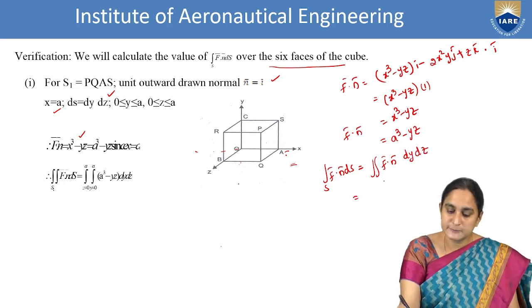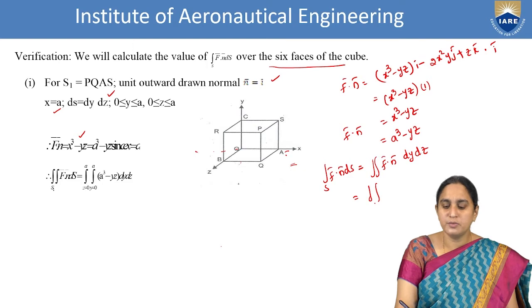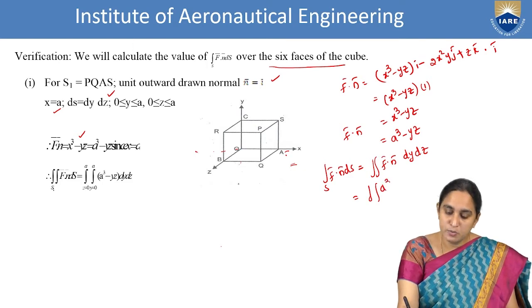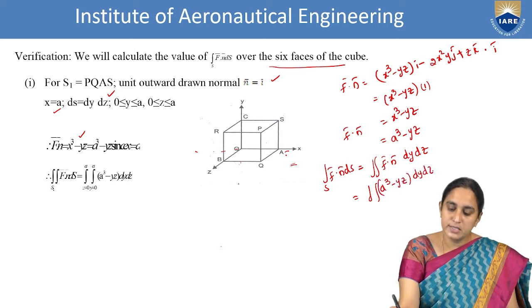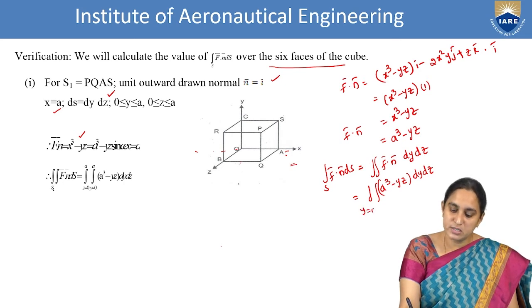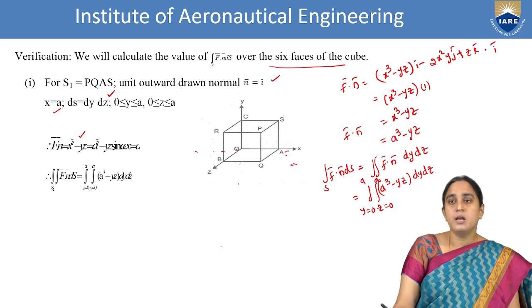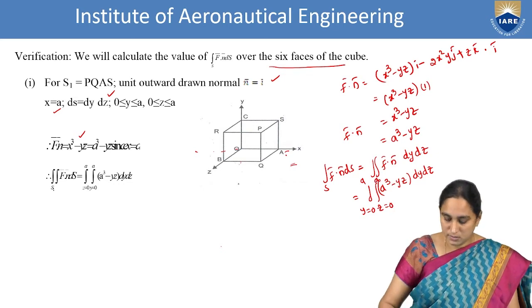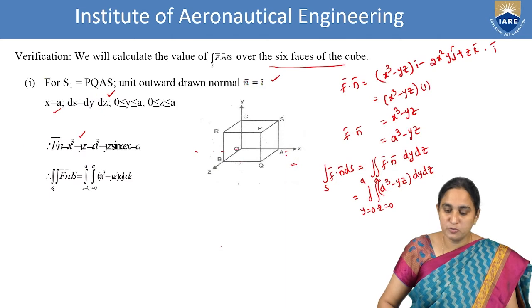That is, double integral of what is f bar dot n bar here? A cube minus yz into dy dz. And what are the limit points for y and z? Well, limit points are 0 to a, and z limit points also 0 to a. Now I'll integrate first with respect to y.